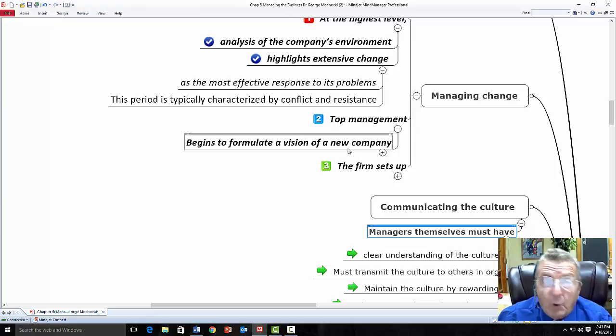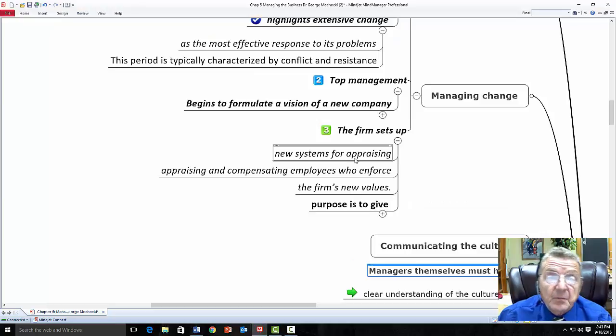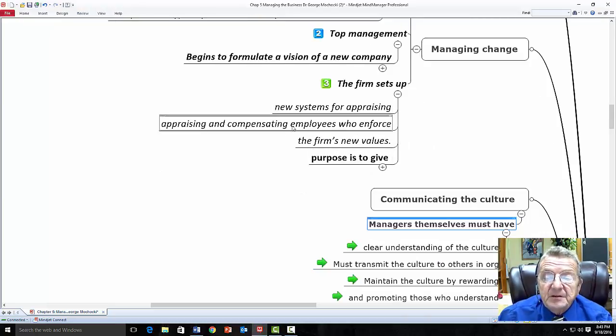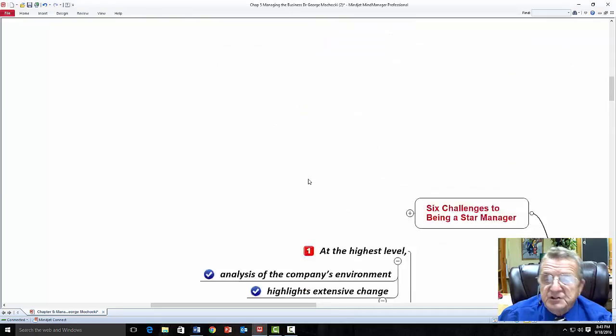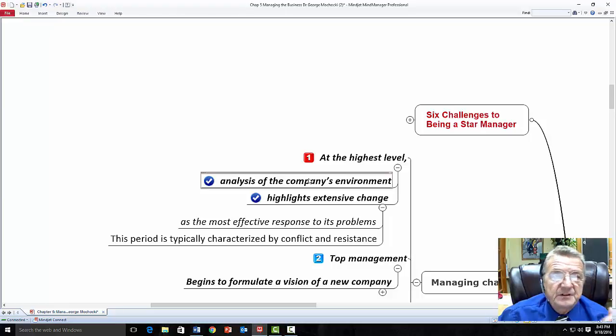So what's the new vision? Or create a brand new vision for the company. The firm sets up new systems for appraising employee competency to enforce the firm's vision. The purpose is to give the new culture solid shape. And there's a whole thing about freezing and unfreezing.